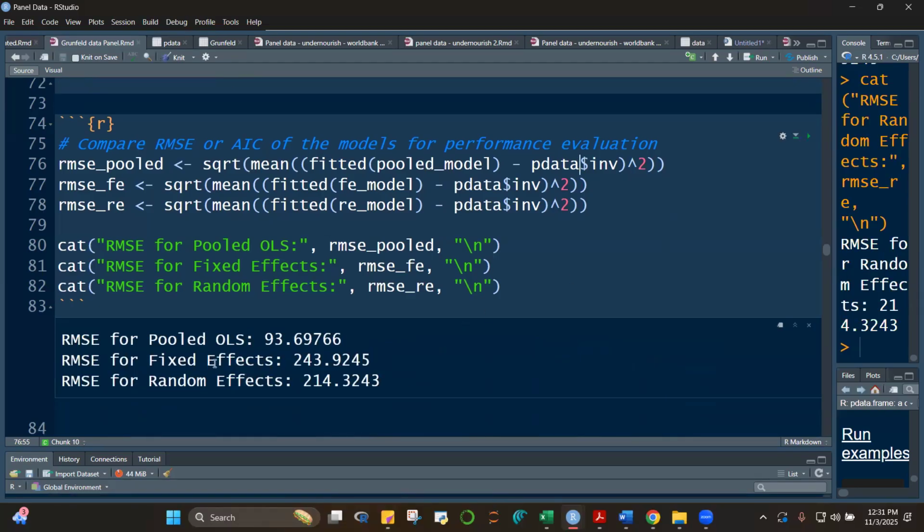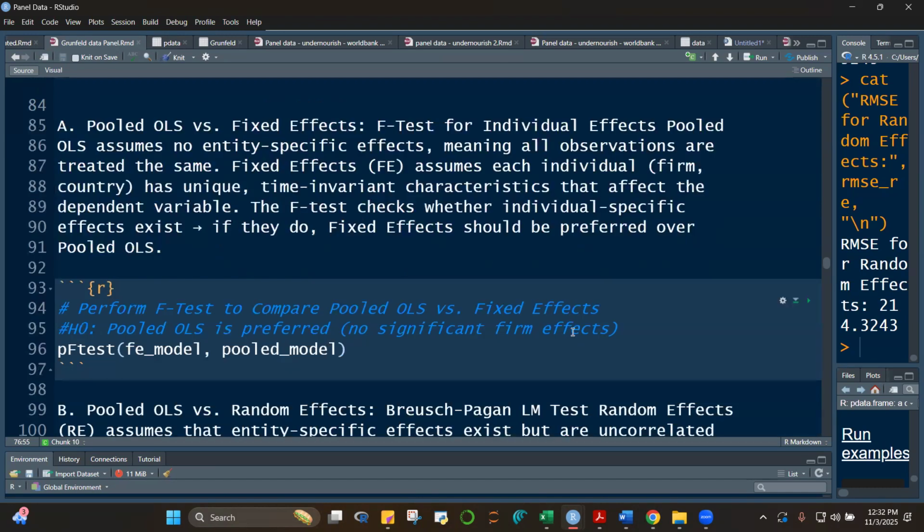So if we compute for the RMSE, class, okay, so si pooled OLS ang pinakamaliit na root mean square error. So in terms of root mean square error, pinakamaganda si pooled OLS. Kasi siya yung pinakamaliit na ano class, di ba? Yung residuals, no? Root mean square error ng residuals class, pinakamaliit si pooled OLS.